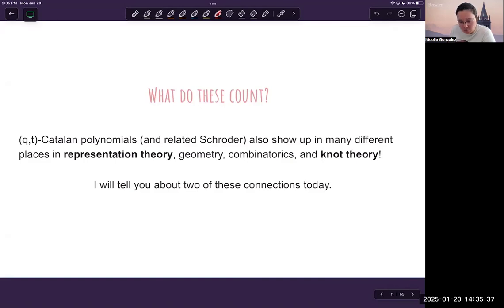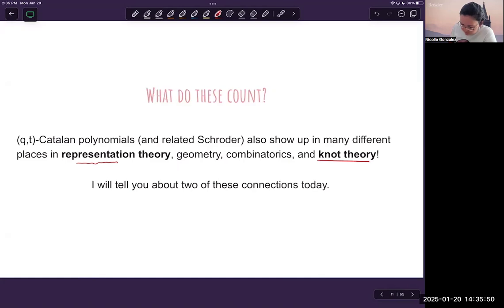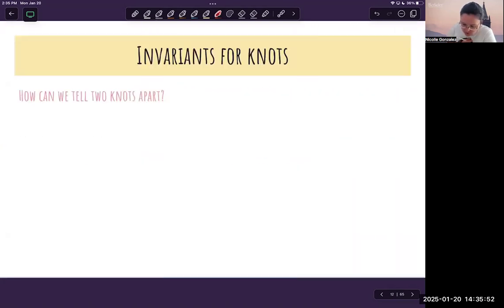I will try to tell you about two of them today, depending on the time, but I will probably only be able to tell you about one. We'll see. So let's focus on the knot theory connection, and maybe we'll get to the representation theory. So to tell you about the knot theory connection, I need to give you a little bit of background on knot theory. So let's put the combinatorics on hold for a second. We will come back to it.